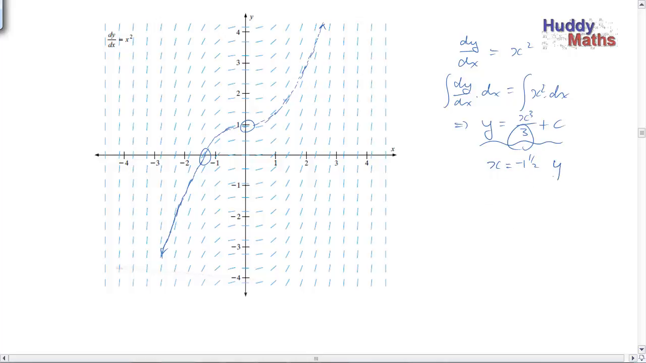Y should be 0. So if we do that, we've got 0 equals, I've chosen a bad one here, negative 3 over 2 cubed on 3 plus c. So this is negative 27 over 4 over 8, sorry, so this is 27 over 24 plus c. So I reckon if it goes through that point, c is 27 over 24, or what's that, 9/8.